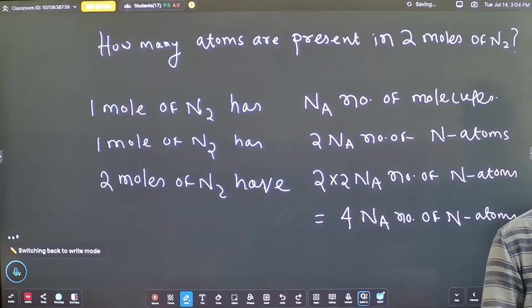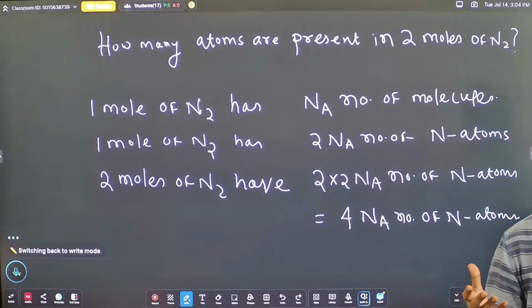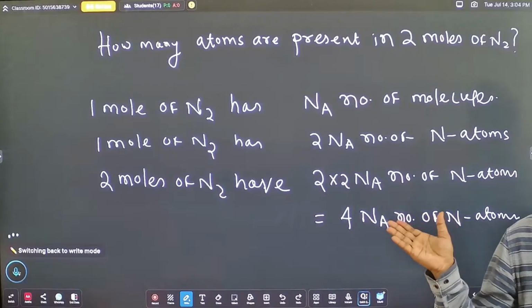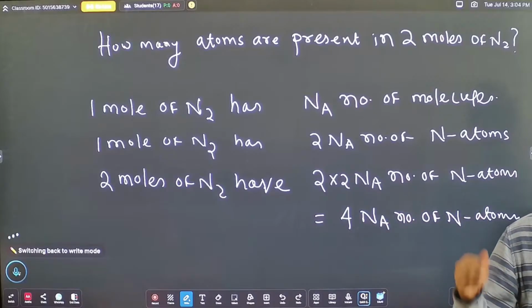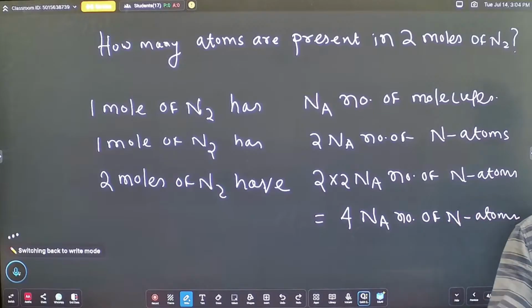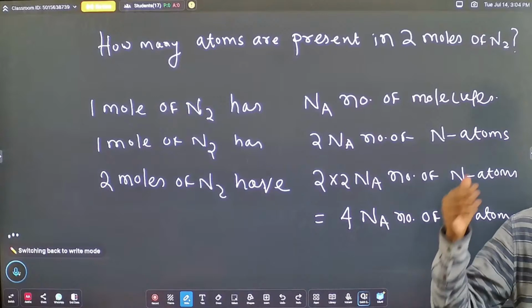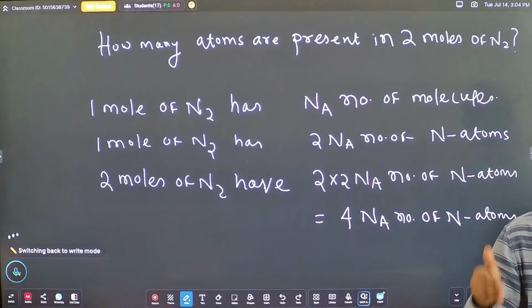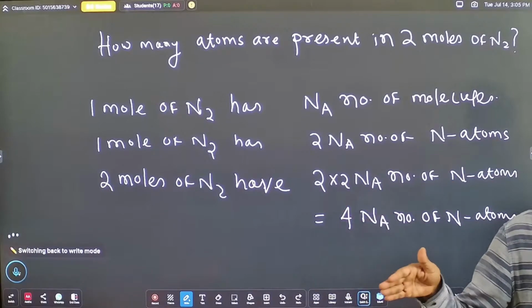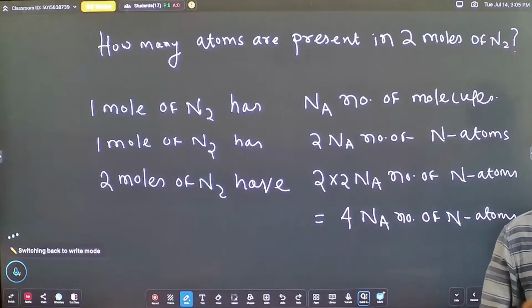So we are relating the number of moles with the number of particles. 1 mole of any substance is equal to how many particles? Like Na number of hydrogen atoms in 1 mole of hydrogen atoms. 1 mole of electrons equals 6.022 into 10 to the power 23 electrons. 1 mole of protons equals to how many? 6.022 into 10 to the power 23 protons. Clear or not? So let's relate the mole with the mass.